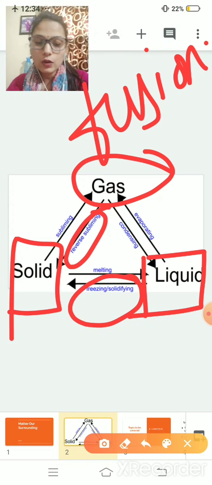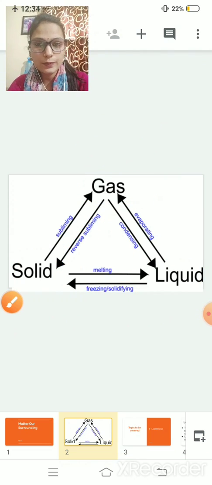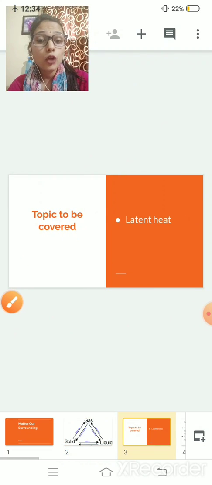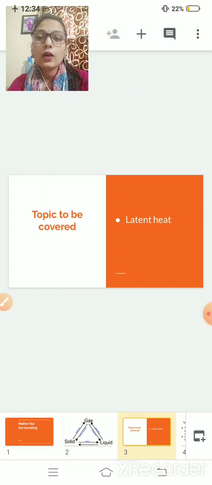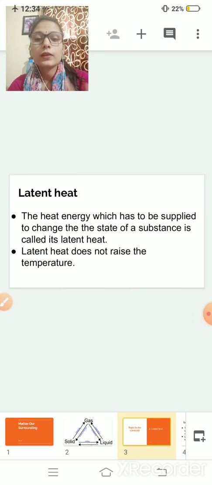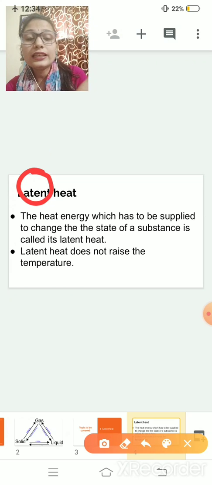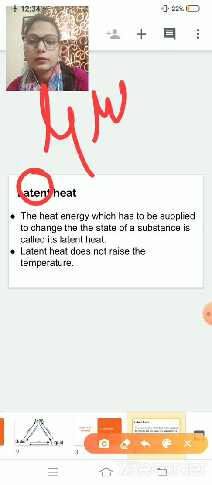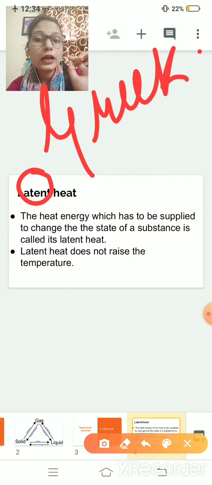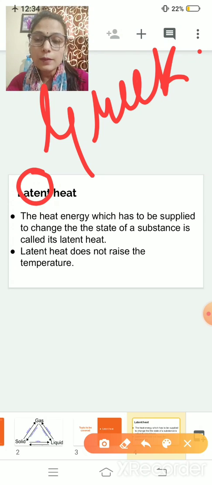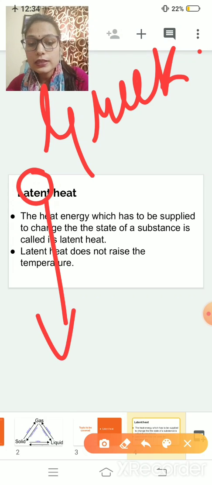So now we will go ahead with our syllabus. The topic to be covered is latent heat. Okay, latent heat. Now let us start. See, latent is a Greek word. It comes from the Greek language and it means hidden.